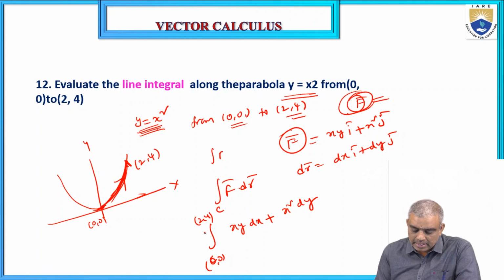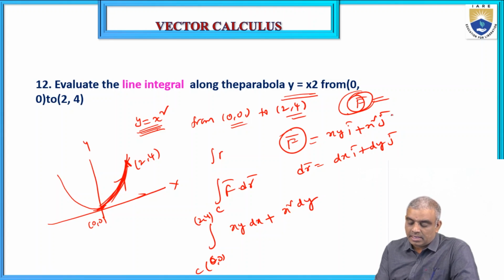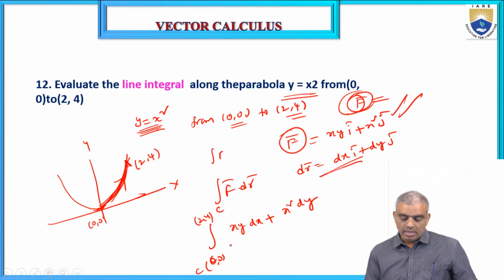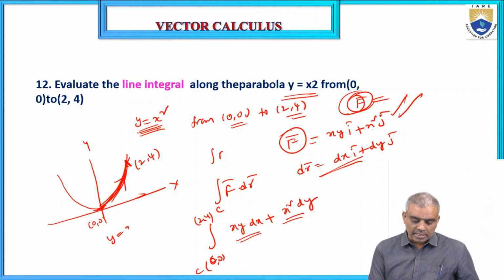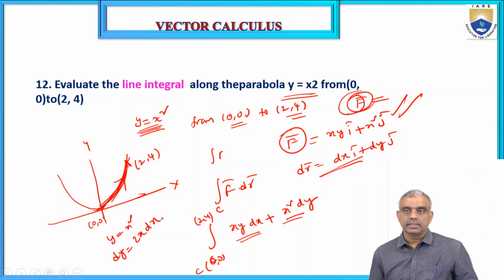We have to find the line integral along the curve C. If you assume f bar is like that, then I am telling the procedure. dr bar is dx i bar plus dy j bar. Then f bar dot dr bar is xy dx plus x square into dy. Then the given curve is y is equal to x square, so what is dy? That is 2x dx.